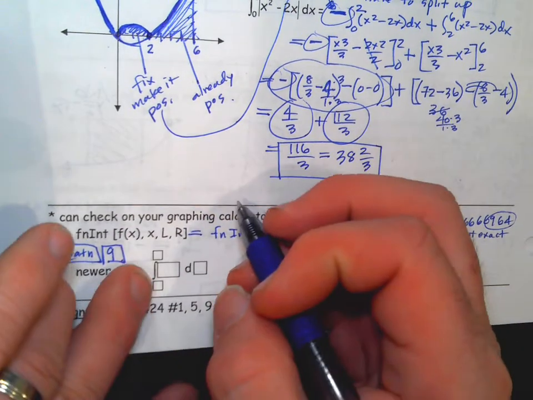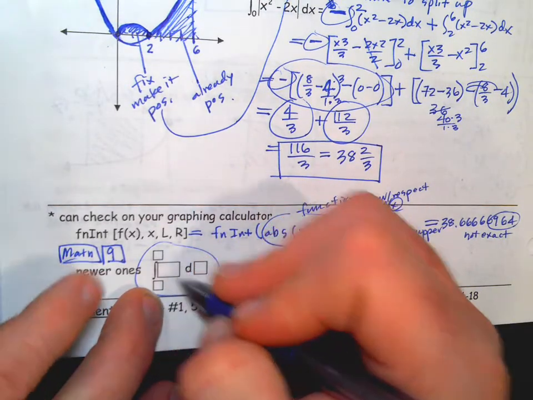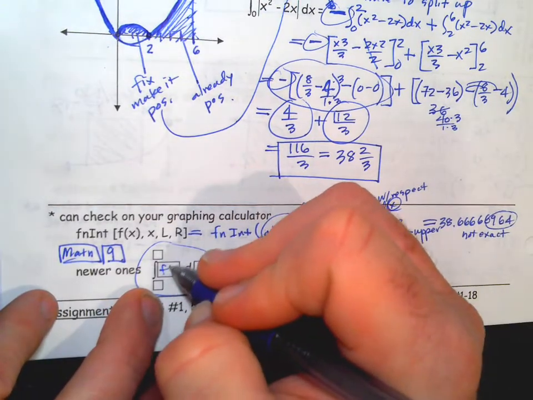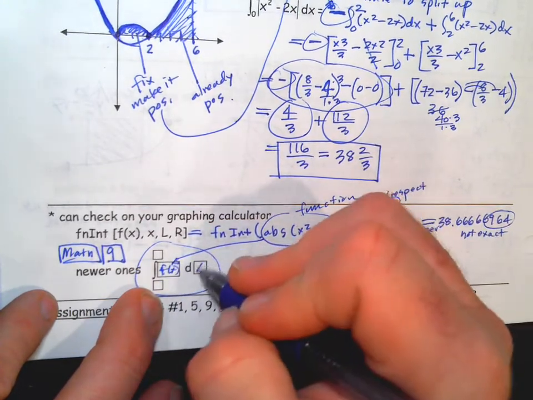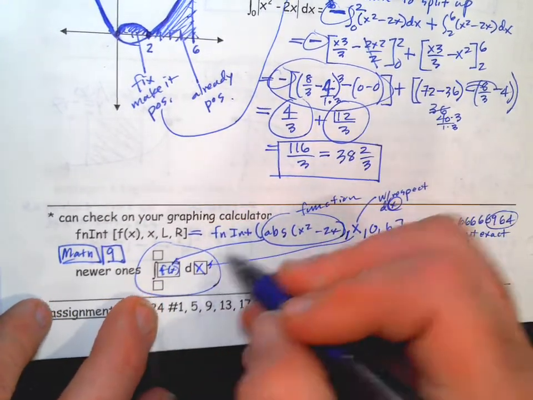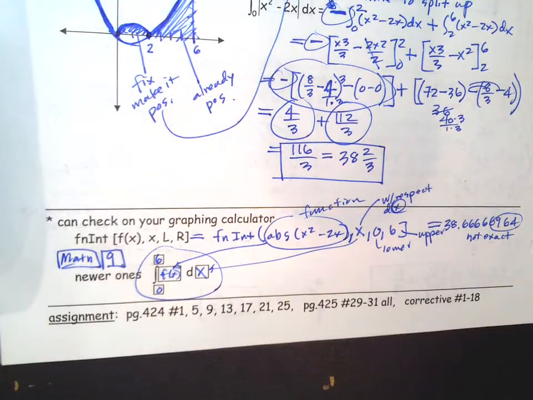Now, some of you guys have a newer one that actually gives you something that looks like an integral, which should be a lot more obvious what to do. So this is where you put your function. This is where the dx goes. And then the lower limit and the upper limit. And then you should get the same answer.